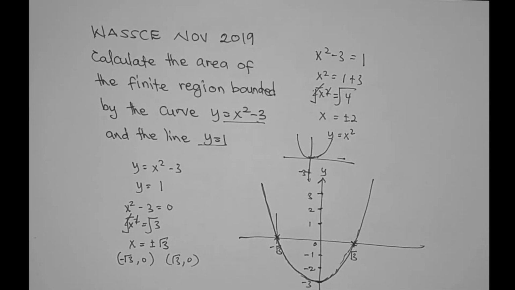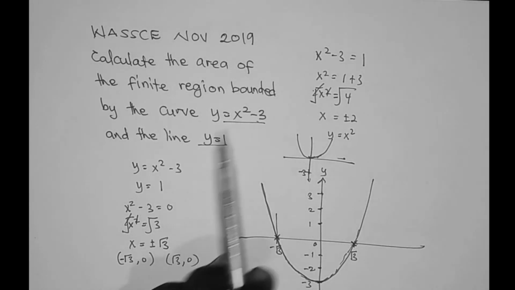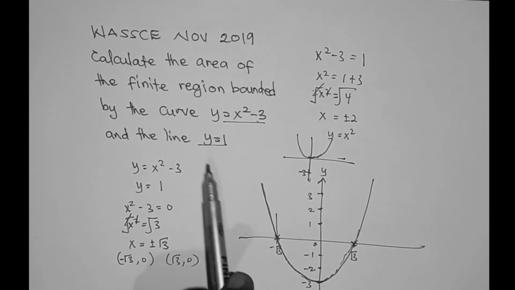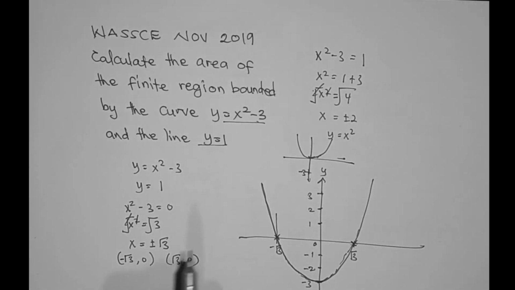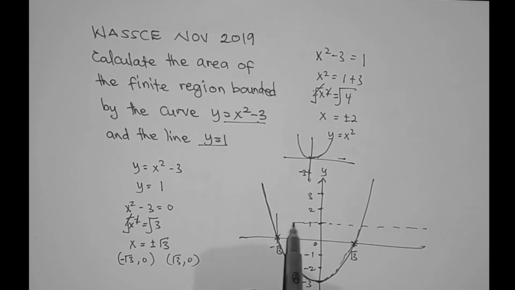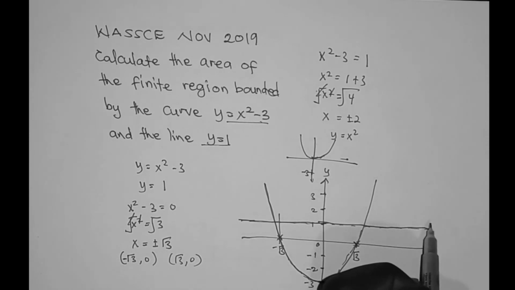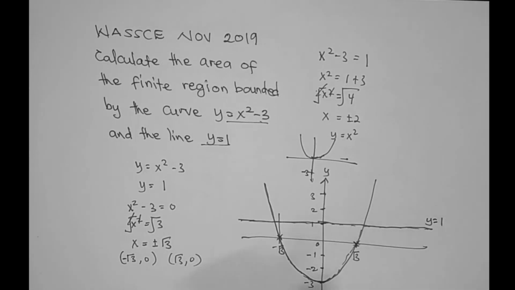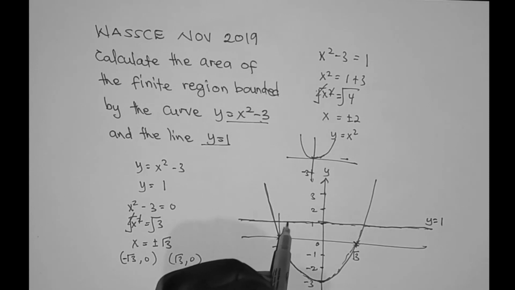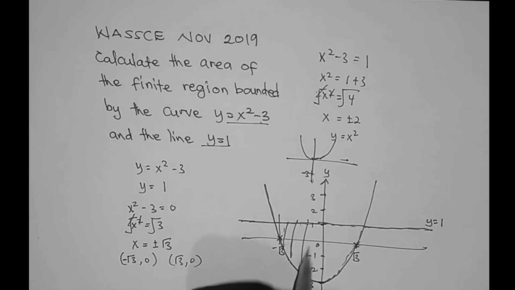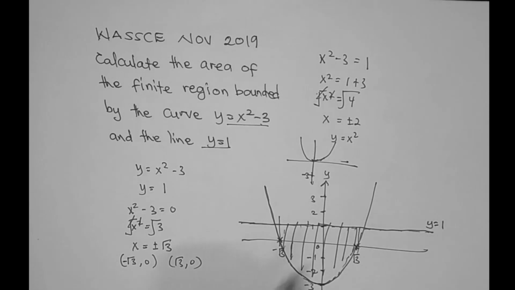This is y. So the question says that we should find the area bounded by the curve and the line y equals 1. So this is 1. So y equals 1 is this straight line, which is parallel to the x-axis. So the line I just drew is y equals 1. So the area we are looking for is the area of the region between this space.